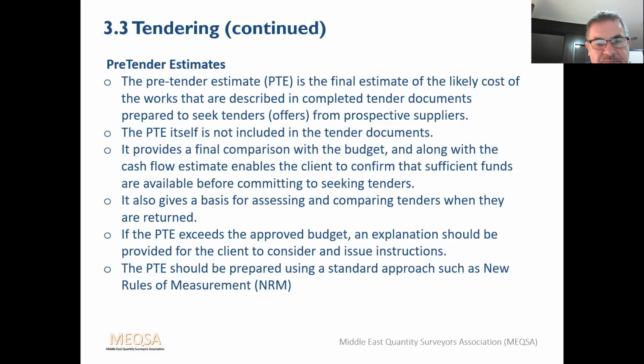The pre-tender estimate should be prepared using a standard approach, for instance, the rules of measurement, but basically it should be based on the tender bill of quantities. So he's pricing the same information as the contractor's got. Obviously, the contractor's is a slightly different exercise. He's gone out to his full supply chain and got exact prices, whereas the pre-tender estimate is based on the database that the quantity surveyor holds.